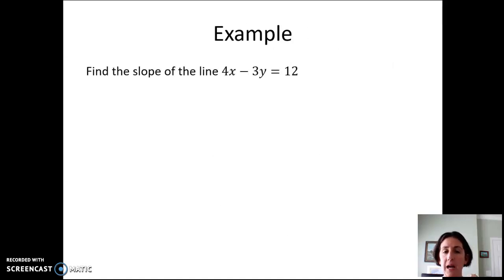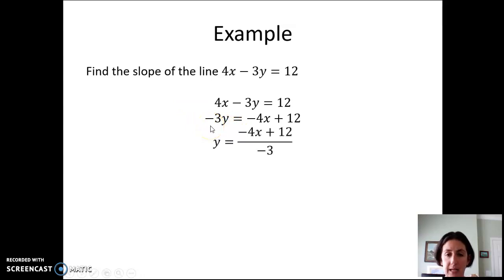So if we wanted to find the slope of the line 4x minus 3y equals 12, the easiest thing to do would be to solve this for y. So to solve this for y, we need to get y by itself. So let's get rid of that 4x by subtracting it from both sides. And now we need to divide both sides by that negative 3.